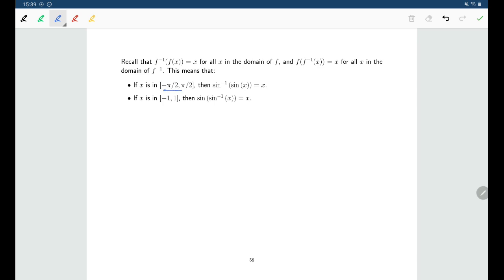So if x were in that restricted domain of -π/2 to π/2, then sine inverse composed with sine, they would just cancel each other out. You'd be left with just the value of x. Or if we were doing the reverse, taking something from -1 to 1, then sine composed with sine inverse would again just give you x.